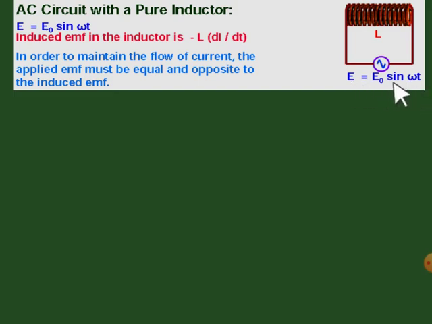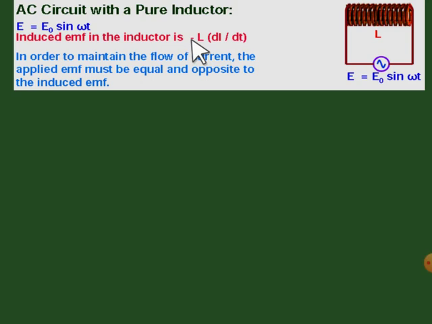We know that the alternating current can be expressed in the form of a sinusoidal function, and generally we use the sine function. E is equal to E0 sine of omega t, like this. Now we know that in the case of an inductor or a coil, the induced EMF developed will be equal to minus L di by dt, the rate of change of current times its self-inductance.